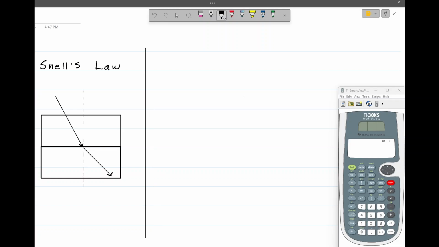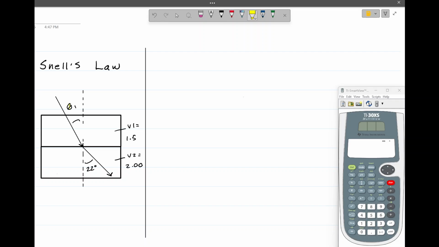Okay, so for this first problem, I'm going to give you angle 2. This angle here, I'm going to tell you is 22 degrees. I'm going to give you the speed in this material: V1 equals 1.5. And the speed in this material: V2 equals 2. And what you need to solve for is theta 1.